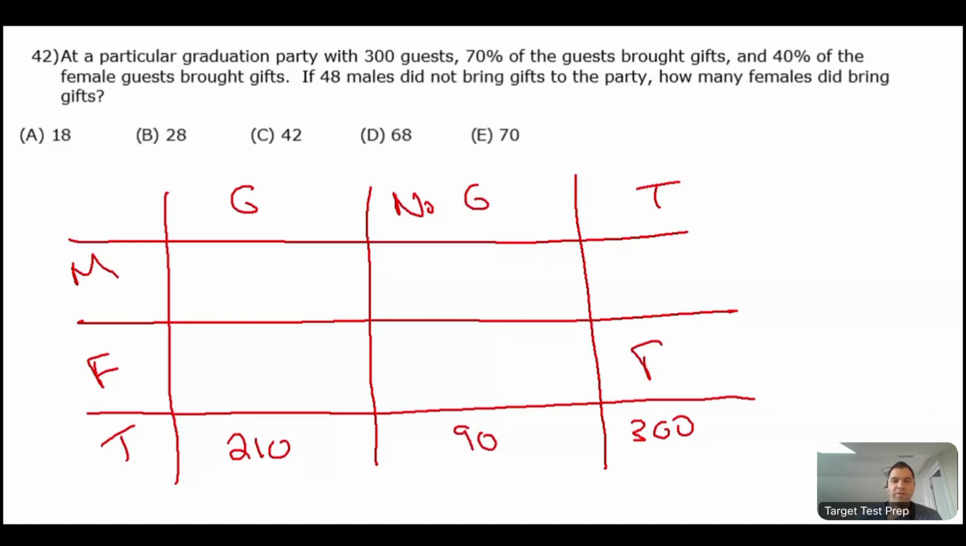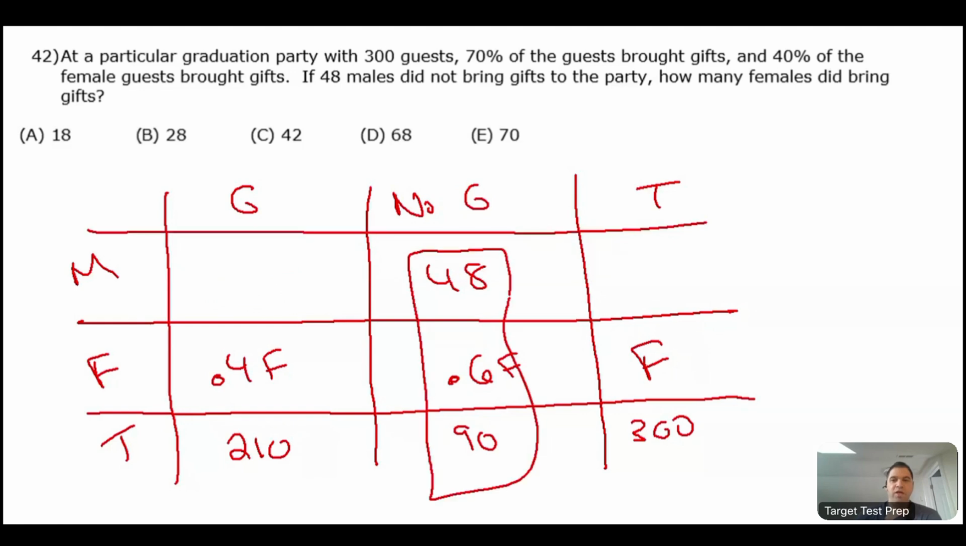Now, 40% of the females brought gifts. So F is the females. Female gift is 0.4F. That would mean male gift is 0.6F. And then this, of course, is no, that's not 0.6F. What am I talking about? That's just nothing. That's 0.6F. 48 males did not bring, so 48 no gift.